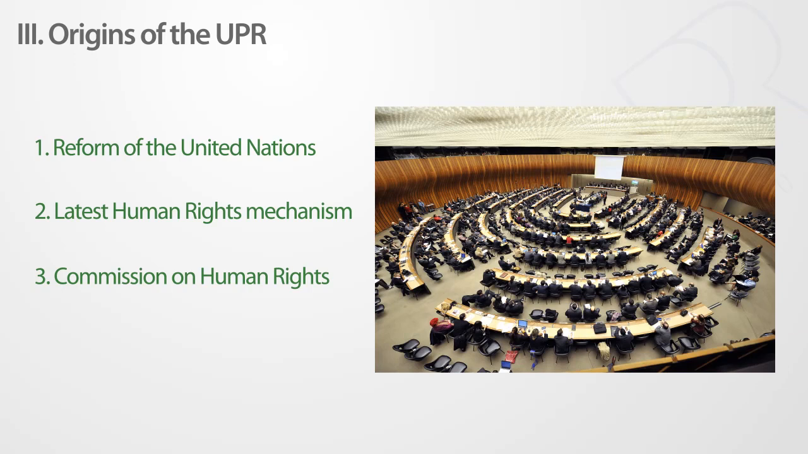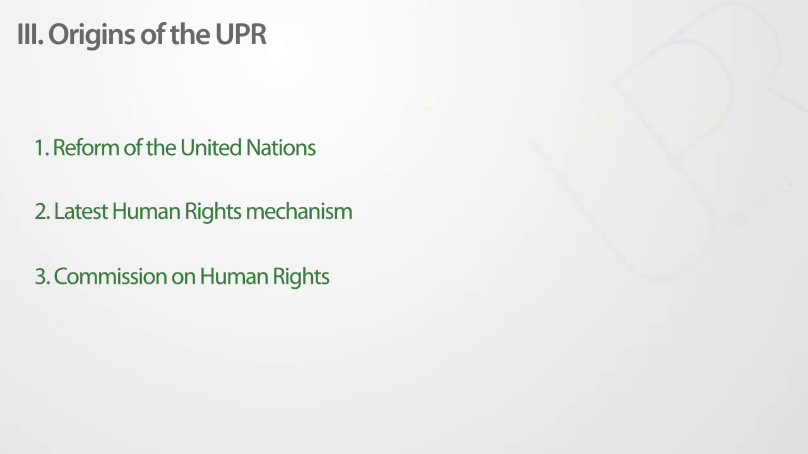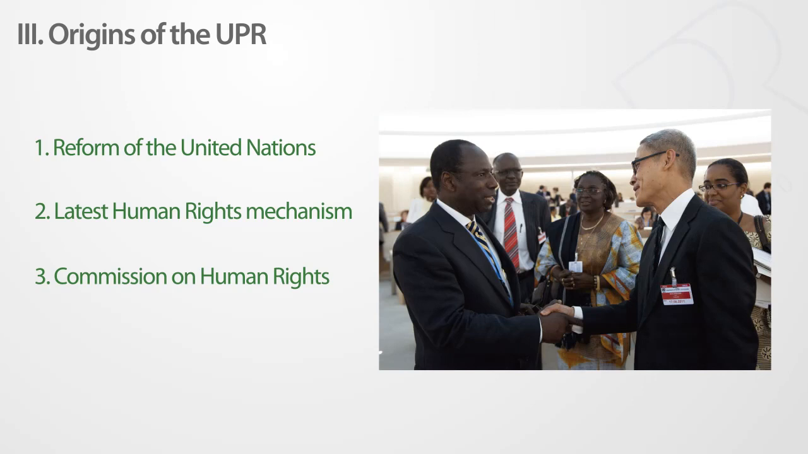The UPR was created as a working group to the Human Rights Council, which replaced the Commission on Human Rights in 2006. Many actors were criticizing the Commission for discussing human rights situations in a selective and subjective manner. The UPR, which started in April 2008, was conceived as a response to this criticism to ensure that the human rights situation in all countries could be discussed.